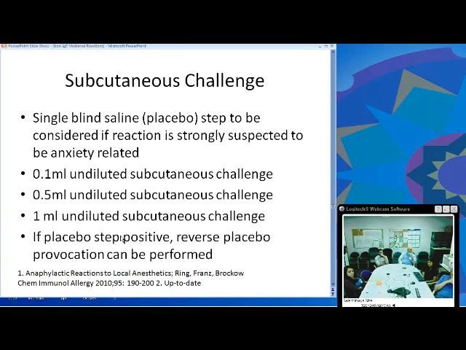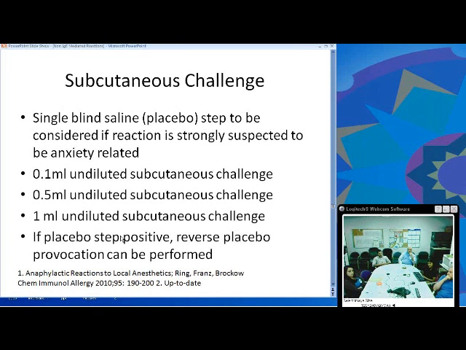So the subcutaneous challenge, there's this article which suggests that we should be doing a placebo step, just because there is this psychoneurogenic reflex that can be playing a role. I think the placebo step is important. So a single blind placebo step to be considered if it's strongly suspected that it's anxiety related, and then use 0.1 ml of undiluted subcutaneous challenge followed by 0.5 ml and then 1 ml.